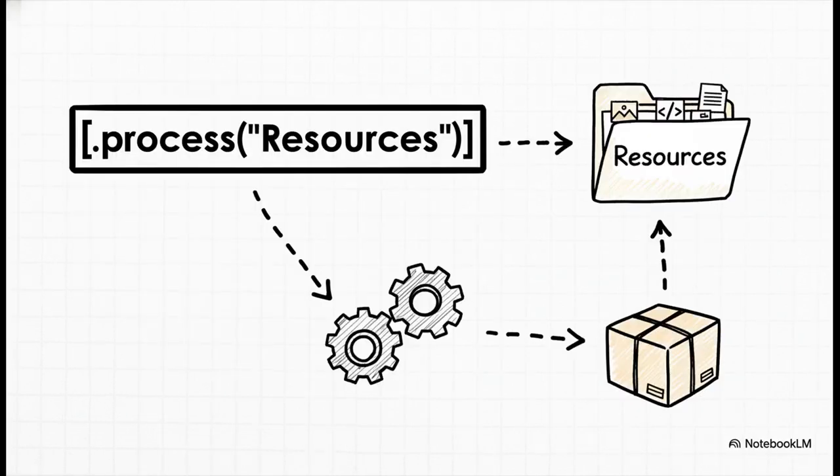And check this out, it's actually super simple to implement. You just add this resources parameter to your target. The most common rule you'll use is .process. So .process resources tells SPM to go find a folder named resources inside your targets folder and just bundle up everything inside it. It's even smart enough to optimize things like images for you.